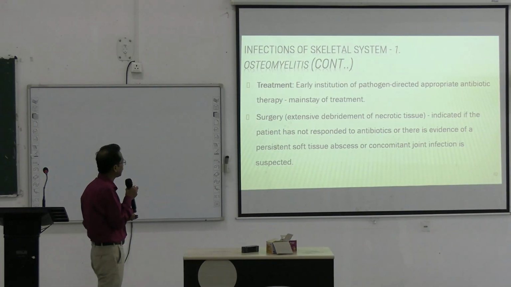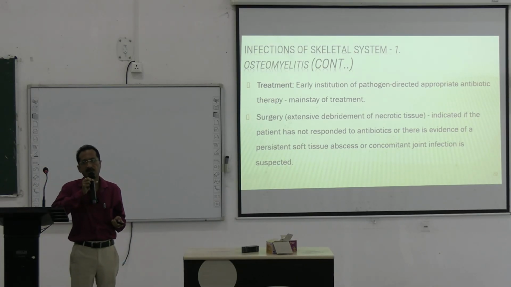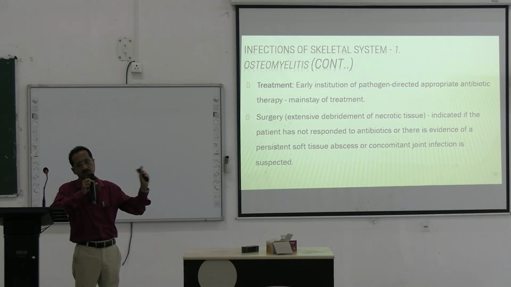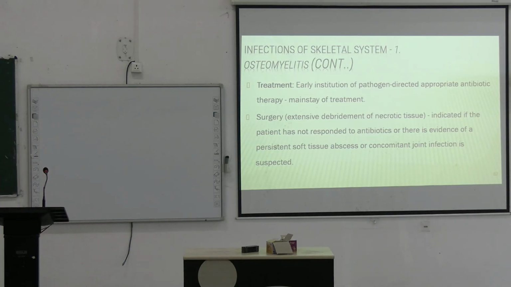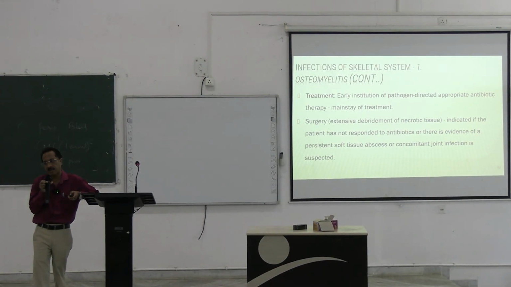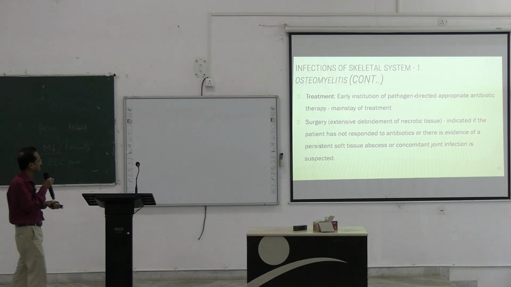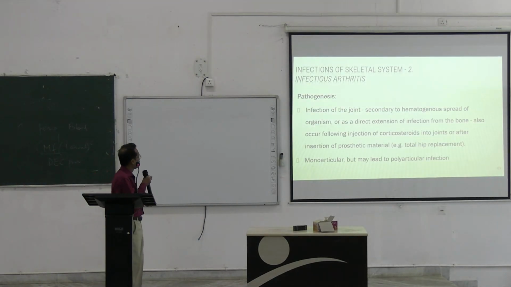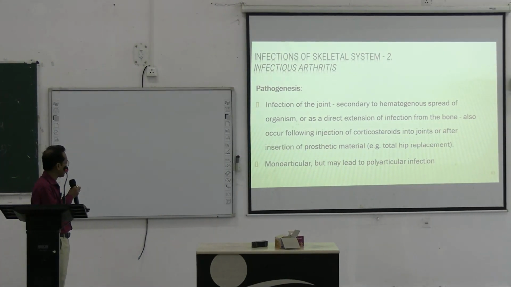Early institution of pathogen-appropriate antibiotic. You should think of whether it is a gram-positive or gram-negative infection, and start antibiotic accordingly. So what is the role of primary Gram stain? With the primary Gram stain you first know whether it is a gram-positive or a gram-negative infection, and an empiric antibiotic can be chosen before sensitivity. That is the role of the primary smear. Joint infection usually occurs from hematogenous spread, maybe monoarticular commonly.